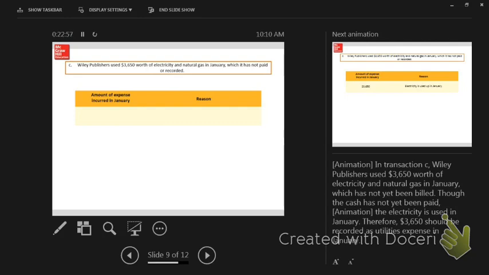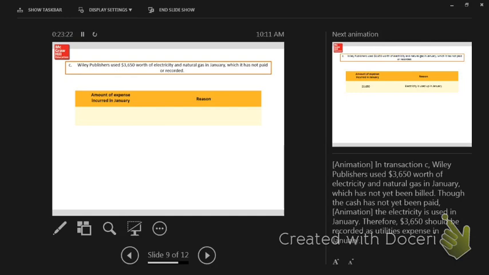Okay, so Wiley Publishers used $36.50 of electricity in January. They have not paid it. No journal entry, but they used electricity. So it's an expense, and accounts payable. Okay? What are we using right now?